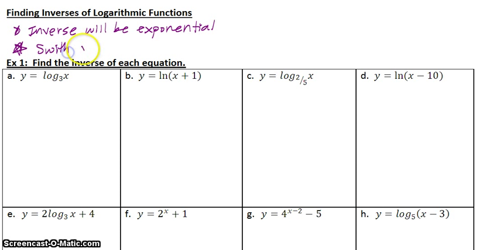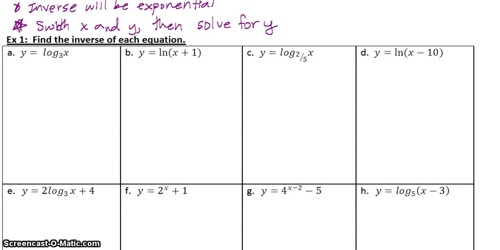switch x and y, then solve for y. It usually takes students several of these to get the hang of it, but if you feel like you got it, go ahead and fast forward and then check your answers. I'm going to first switch x and y for part A, so I got x equals log base 3 of y, and now I'm trying to get y by itself.